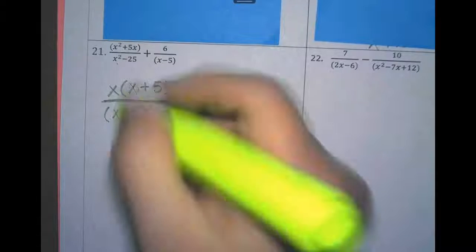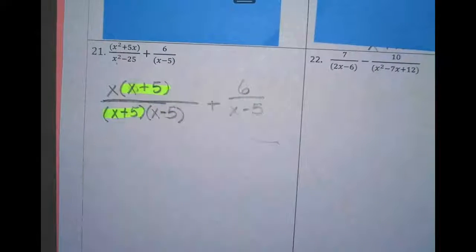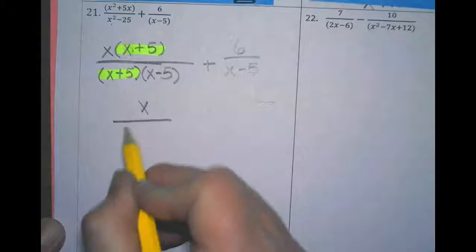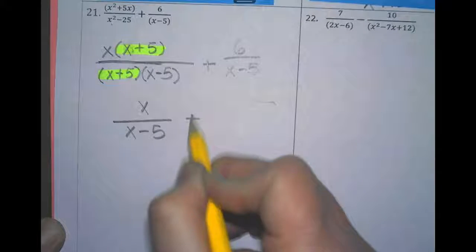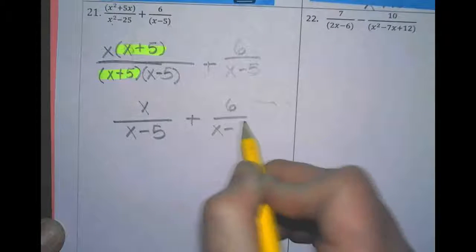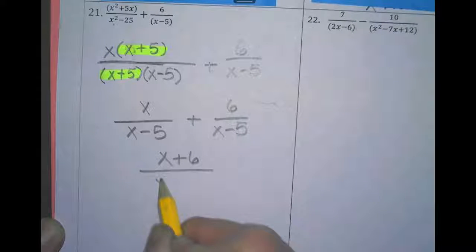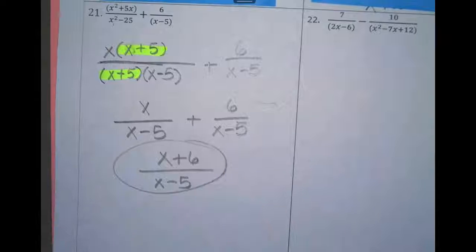Once again, if I cancel this right here in this very first step, this is going to be x over x minus 5 plus 6 over x minus 5. They have a common denominator, and so you add the numerators. That will be your final answer.